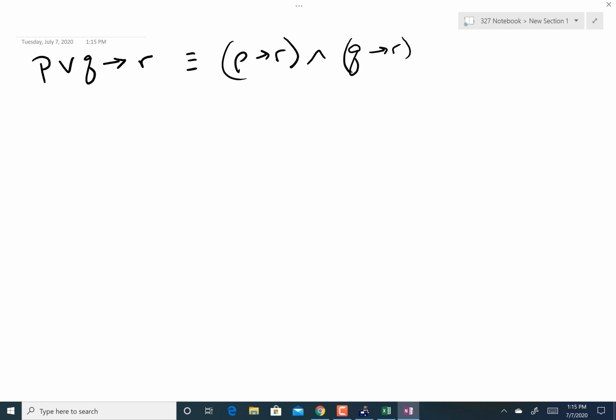So showing that P and Q, or P or Q, then R is equivalent to P then R and Q then R. Right? And again, it's an and situation. Okay. So can you show that that's true? Yeah, of course, I guess. And we'll go ahead and run through this.